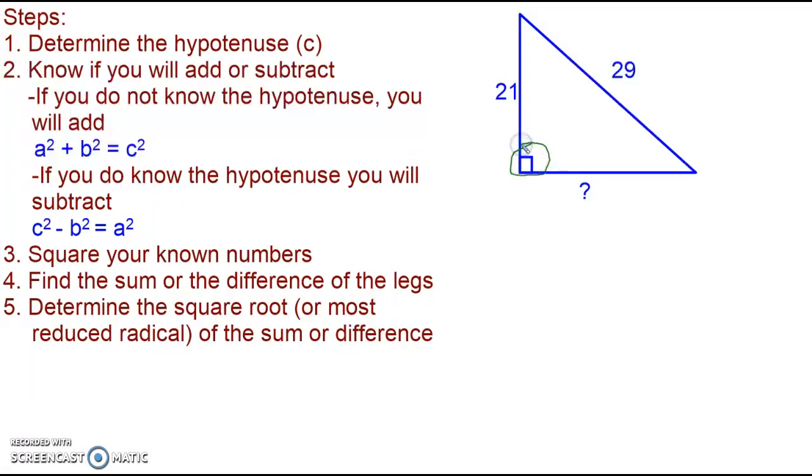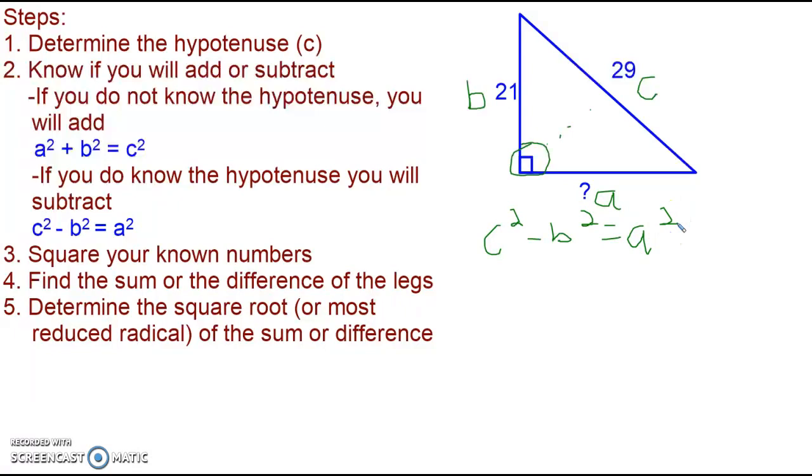So we have this 90 degree. Across from the 90 degree is the hypotenuse. We do know it. That is C. That means that our unknown leg is going to be A, and our known leg that is not the hypotenuse is going to be B. And because we do know the hypotenuse, we're going to be subtracting. So we're going to plug in C squared minus B squared is equal to A squared.